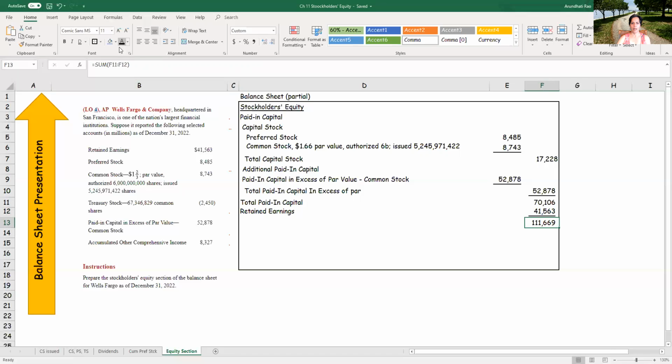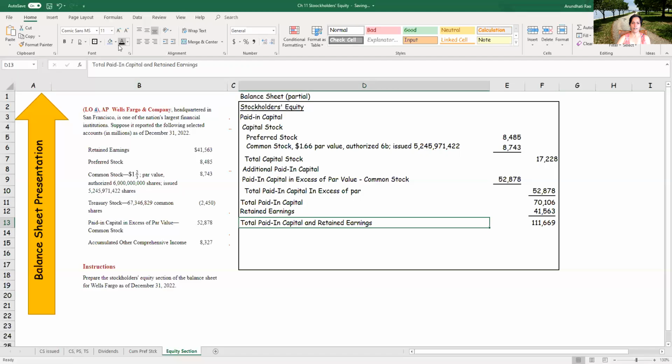Okay, so this number over here is simply called total paid-in capital and retained earnings. All of this belongs to the stockholders. Okay, you can't go and tell the company, I'm the stockholder, I want this money. This is yours in the event of liquidation, and that's not what we're going for.